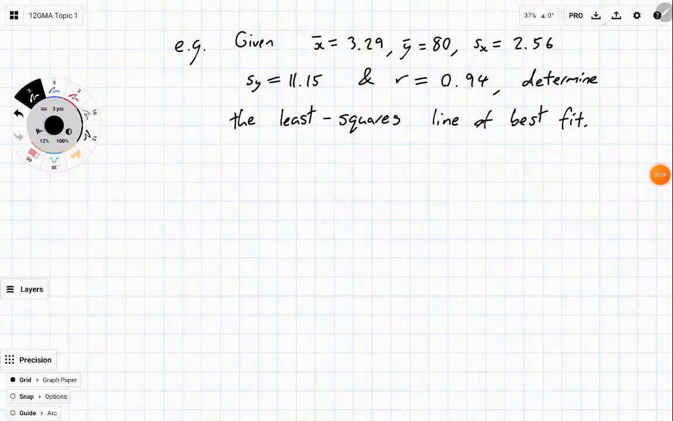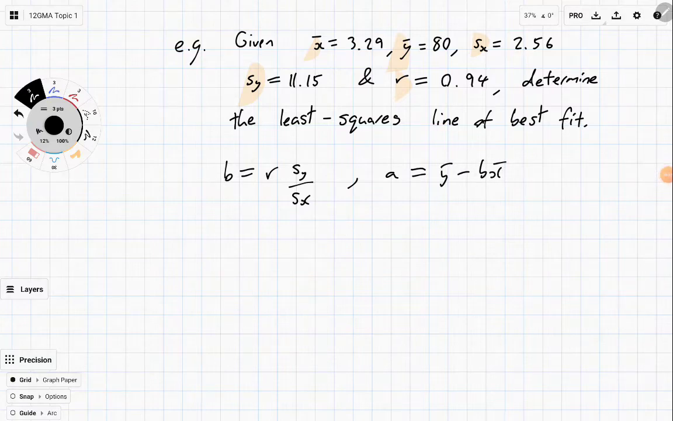Okay, so given x hat equals 3.29, y hat equals 80, sx equals 2.56, sy equals 11.15, and r equals 0.94, determine the least squares line of best fit. And so the moment you start seeing funky looking things like x hats, y hats, sx's, sy's, and r, you're probably in a pretty good confidence that you're going to be using these 2 formulas. Remember, these are both on your formula sheet. Now you need to make sure that you do it in the order that it's written on the formula sheet, meaning that you're going to calculate b first.